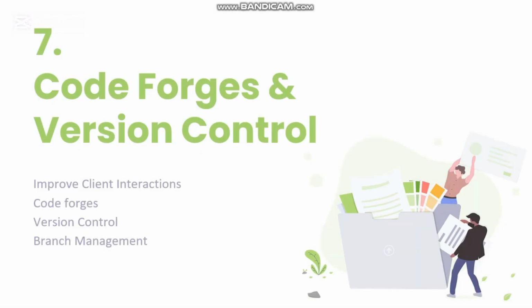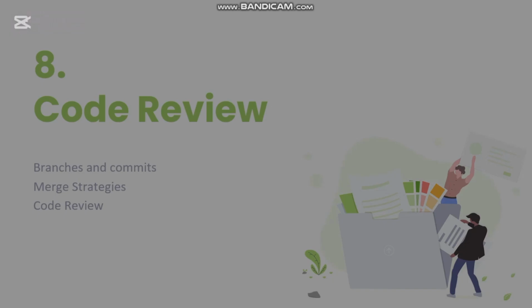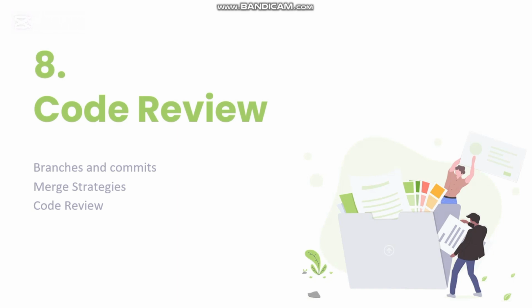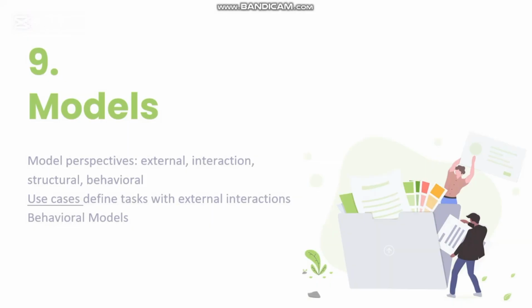Then in the seventh, we have code forges and version control. To improve client interactions, we must have presentations as well. And then we have version control and branch management as well. For code review, we have branches and commits, which we see in repositories on GitHub. Then we have merge strategies as well, which include linear, etc. Then we have code review, which includes peer review. Then in the ninth, we have models.